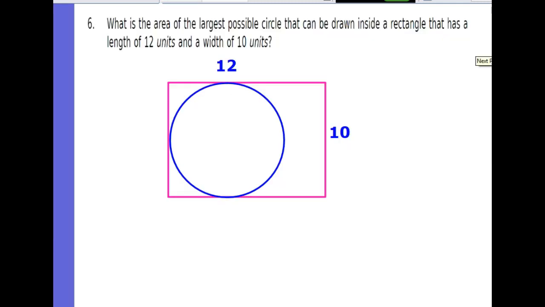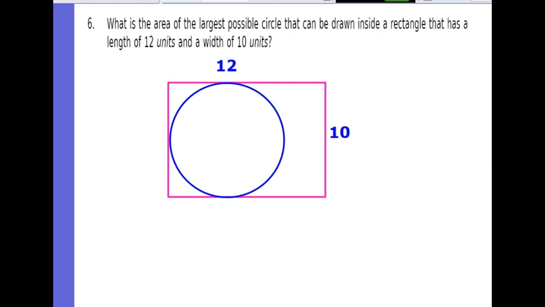Okay, so again, problem number 6 does not give you a picture. It's often helpful in geometry to make a little diagram. What is the area of the largest possible circle that can be drawn inside a rectangle that has a length of 12 and a width of 10? Would that be it? Would that be the largest possible circle you could draw inside that rectangle?